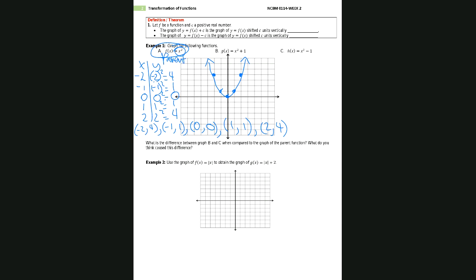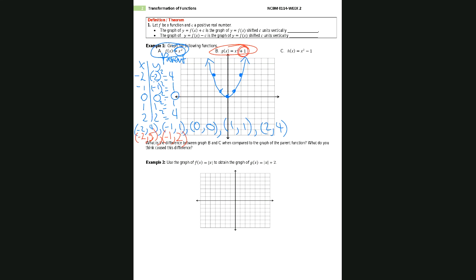Now, what this graph will do, part B, we see a number 1 here being added to the y value of the function. And so what that will cause is that all these points, you will add 1 to the y value. So the points will be transformed into -2, 5, -1, 2, because I'm adding a 1 to every single y value.